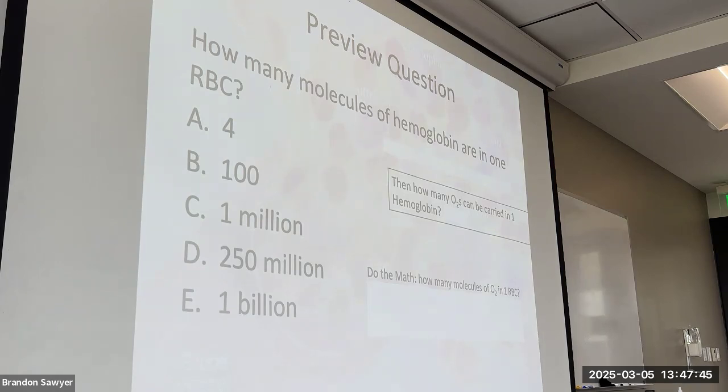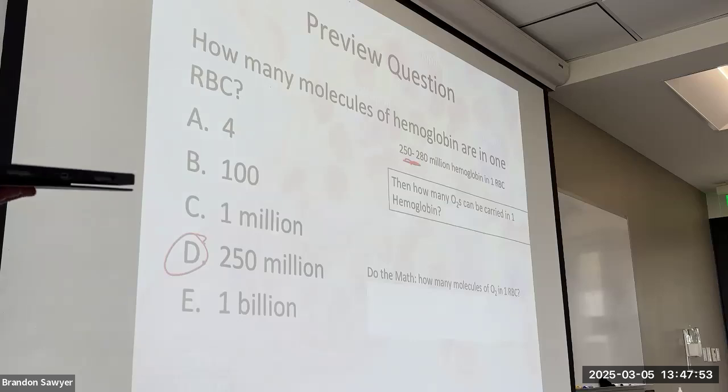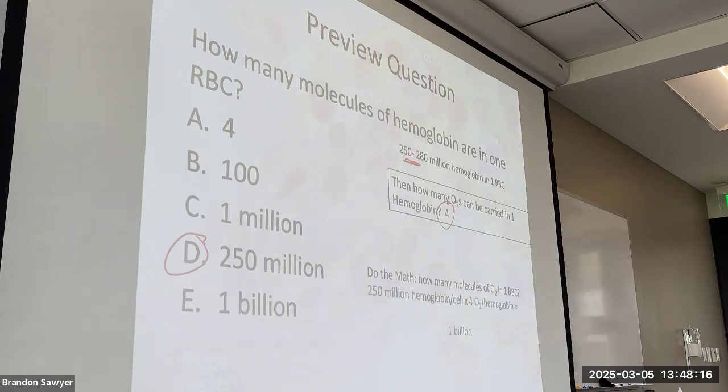So we got about half of you saying D, about a quarter saying C. D is the correct answer. It's about 250 to 280 million in a single red blood cell. Some of you might know this part: how many oxygens can be carried in one hemoglobin? 4 O2 molecules are carried in a single hemoglobin. And we've got 250 million of those, okay? So how many molecules of oxygen in a single red blood cell? It's about 1 billion, right? So that would be that one there. That's a single red blood cell, okay?